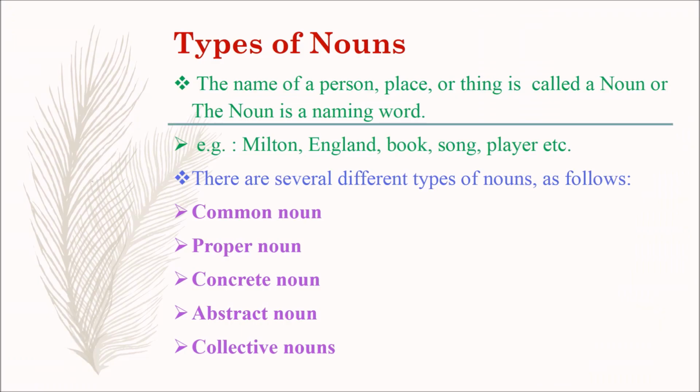Next, we are going to learn about types of nouns. The name of a person, place, or thing is called a noun, or the noun is a naming word. Examples: Milton, England, book, song, player, etc. There are several different types of nouns as follows: common noun, proper noun, concrete noun, abstract noun, collective noun.